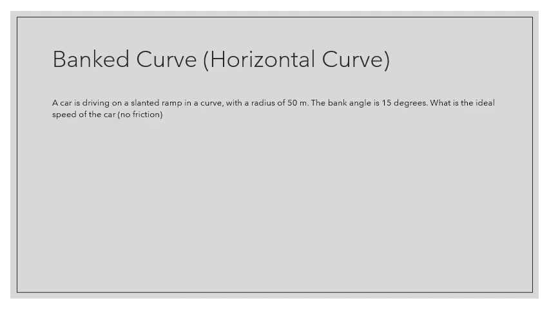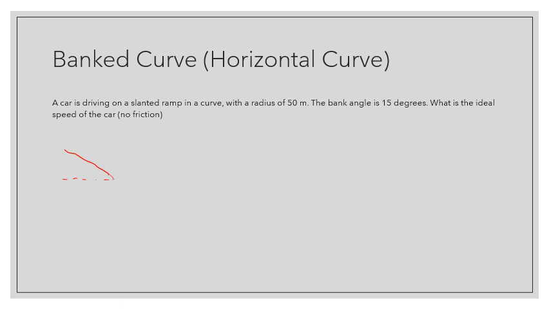Now I'm going to go over a banked curve question, which is also known as a horizontal circle. A car is driving on a slanted ramp in a curve with a radius of 50 meters. The bank angle is 15 degrees. What's the ideal speed of the car, i.e. there's no friction? First, let's draw a free body diagram, which will help explain what a horizontal curve is.